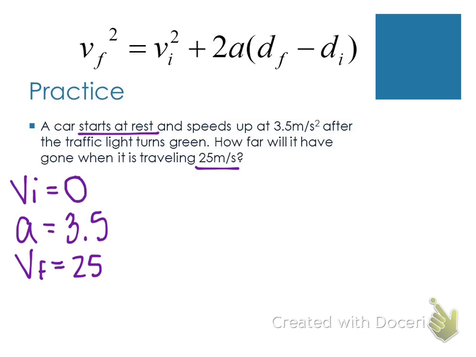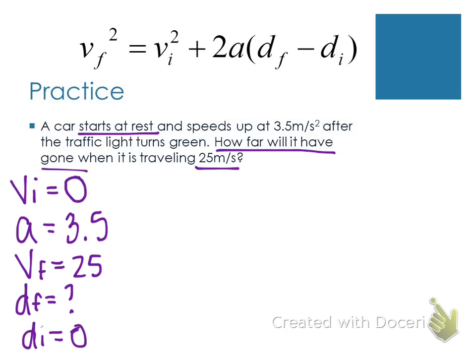What are we trying to solve for? Distance final. That's right. Distance final is our question mark. So that means distance initial is 0, right? That's not given to us in the problem. If we're just trying to find out how far it traveled during this time, we don't care where it started, right? We're saying it started at 0, okay?